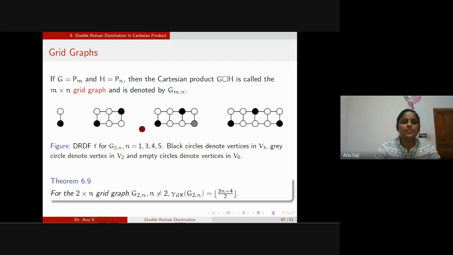We can prove that for the 2 by n grid graphs where n is not equal to 2, γdr of G(2,n) is equal to the floor of (3n plus 4) by 2.